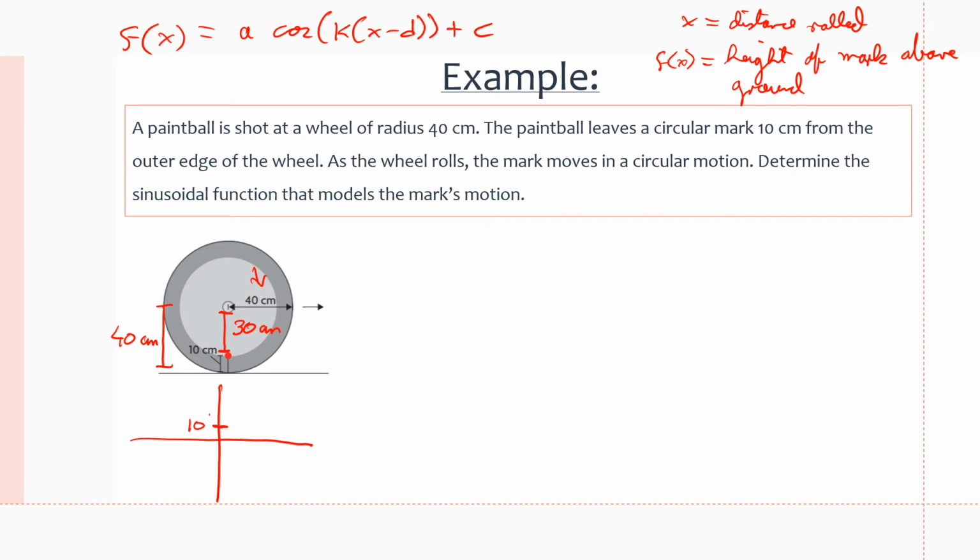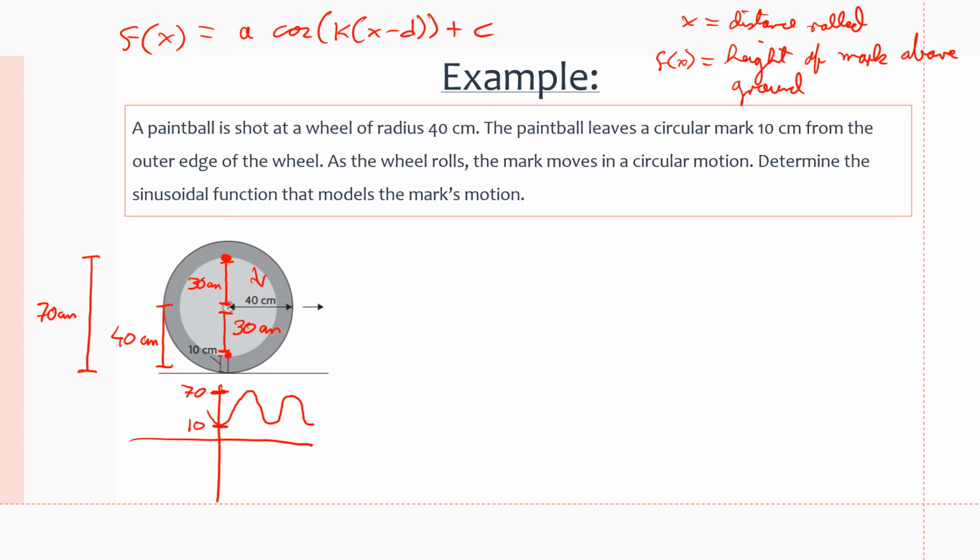So the graph's going to look something like this, and then up, and then back down, and then up, and then back down, and then up. And we have a maximum height here that we can calculate. If the paintball is up here, how far is that from the ground? Well, if the height from the mark to the middle is 30 centimeters, that means this distance is 30 centimeters, right? And if we add the distance from the ground to the middle, this 40 centimeters plus this 30 centimeters gives us 70 centimeters. So its max height is going to be 70 centimeters off the ground.